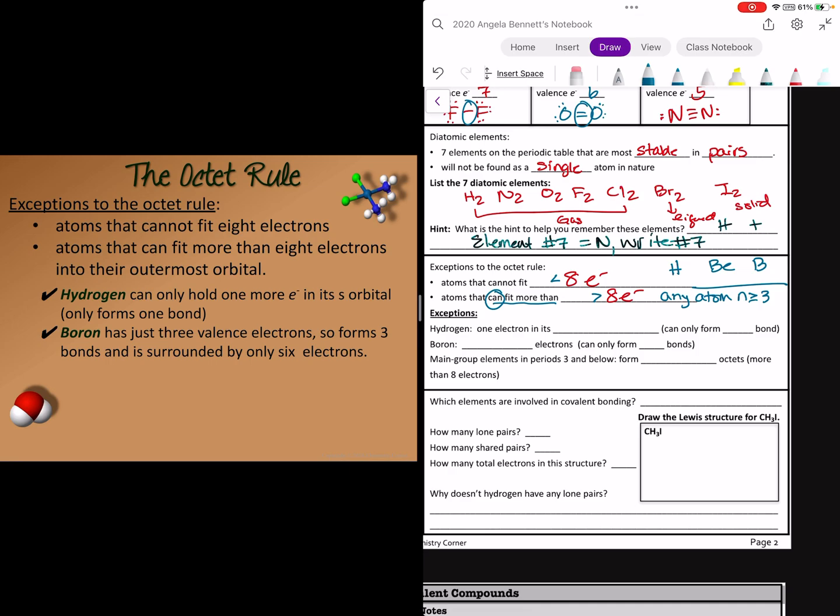So hydrogen, it has 1 electron in its s orbital. And so it can only form 1 bond. All right, boron has 3 valence electrons and will only form 3 bonds. And then the main group elements in period 3 and below, meaning bigger, below on the periodic table, form what we call expanded octets. And the expanded also means, in this case, bigger.